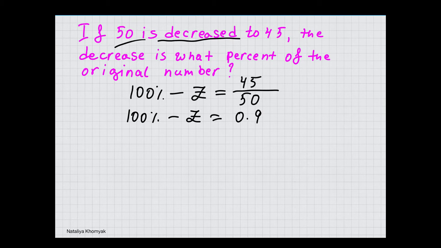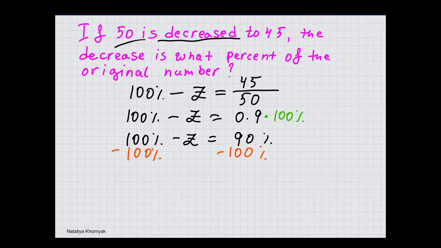And since the question is about percent increase or percent decrease, we want to change this into percent. So times 100%. So we get 100% minus z equals 90%. Now let's solve for z. So minus 100% on both sides. So we get negative z equals negative 10.